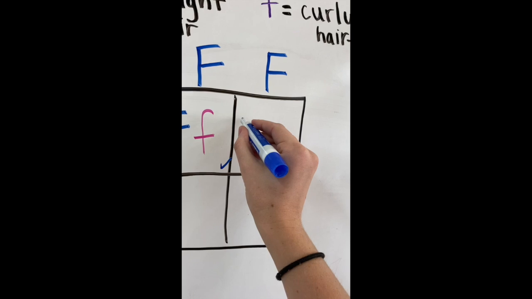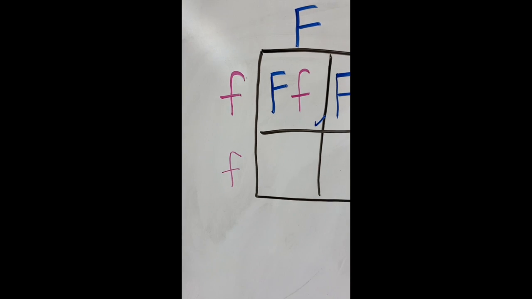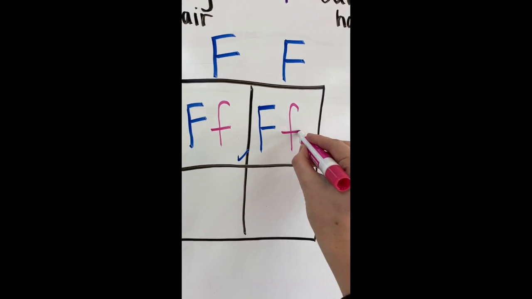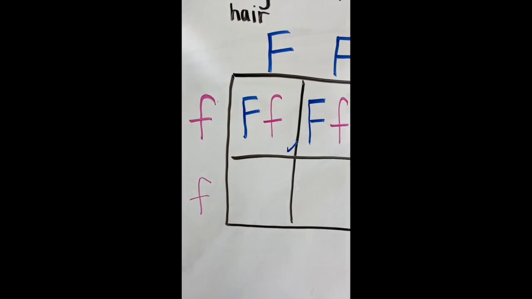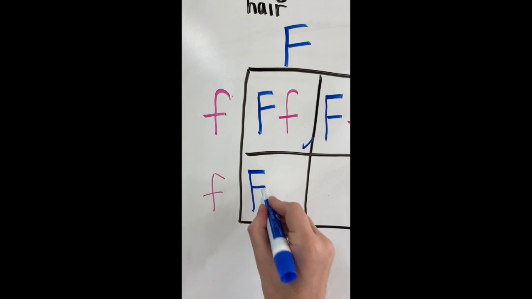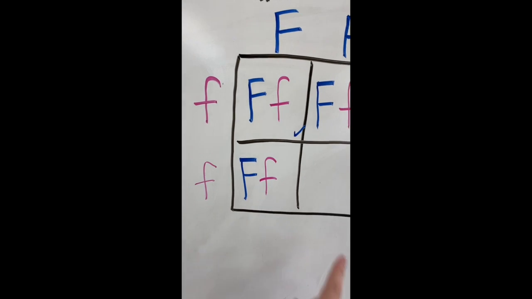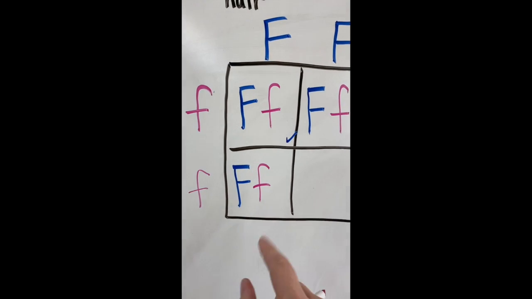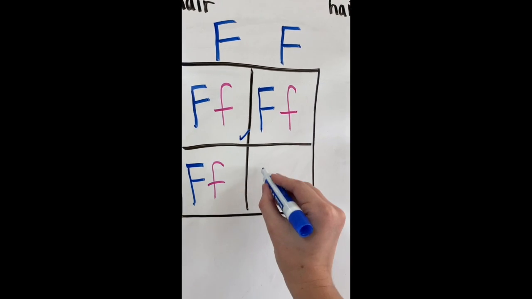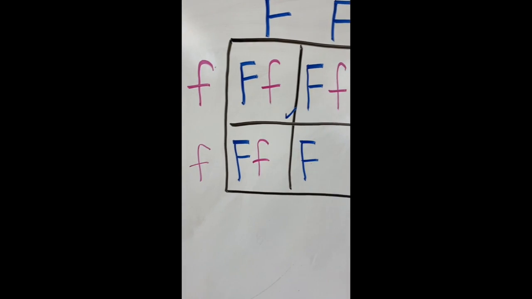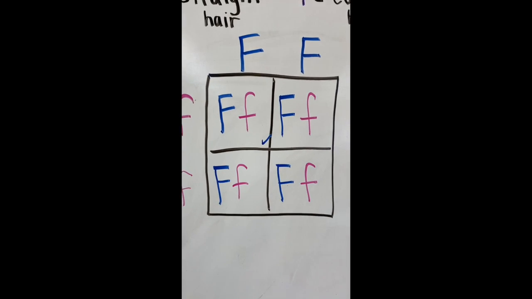What do we have? A big F. Look over to the left. From our mother, we get a lowercase f. Easy peasy. Over here, down at this box, look up to the sky, we've got a big F from our father. Look to the left, we've got a lowercase f from the mother. Last box, look up to the sky, we've got an F. Do like Beyonce, move to the left, and we've got a lowercase f.